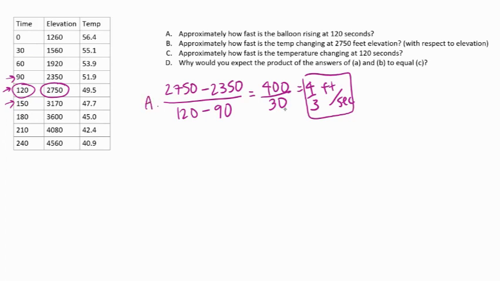All right, now for B, we're trying to figure out how fast the temperature is changing at 2750. So the temperature is 49.5 degrees. I did not look to see if this was degrees Celsius or degrees Fahrenheit, and I don't know which one is reasonable because I'm going to be honest, I don't know very much about Celsius. So I'm just going to say degrees for now. So we're at 49.5 degrees. And then again, you can either use this number or this number since each one is equidistant in terms of time.